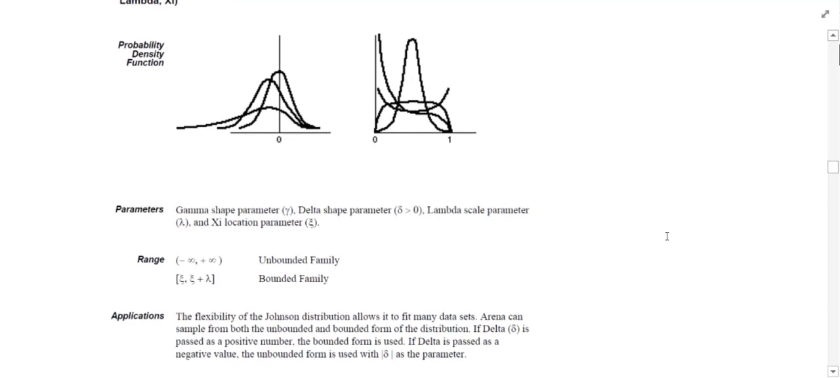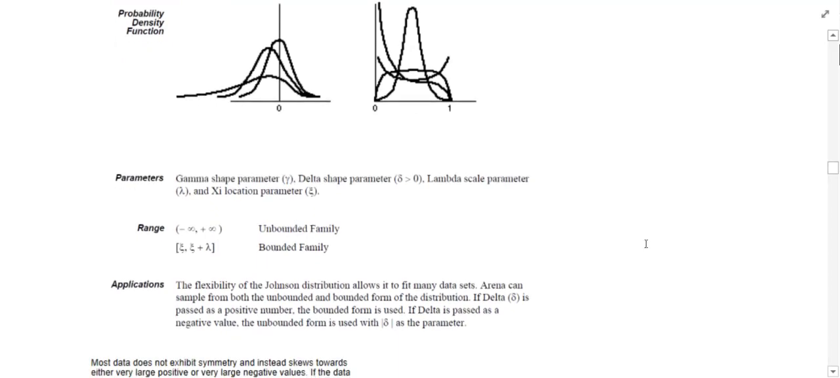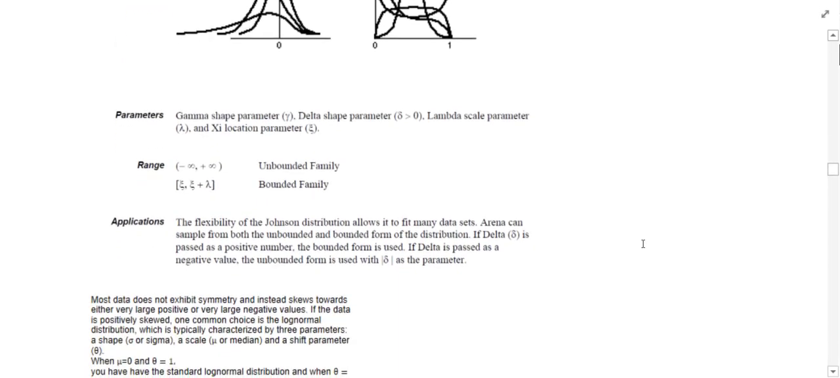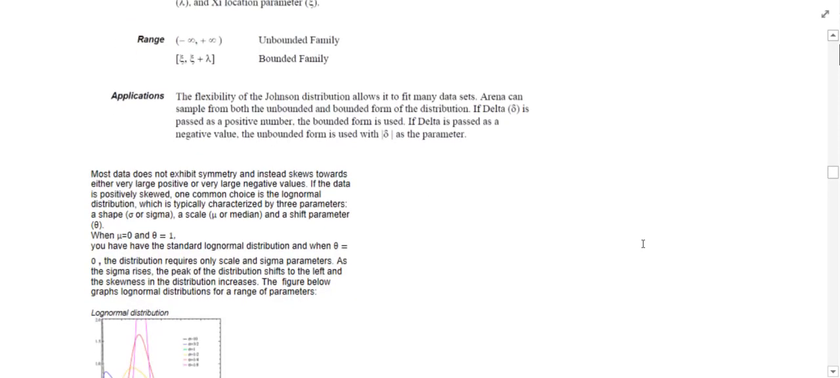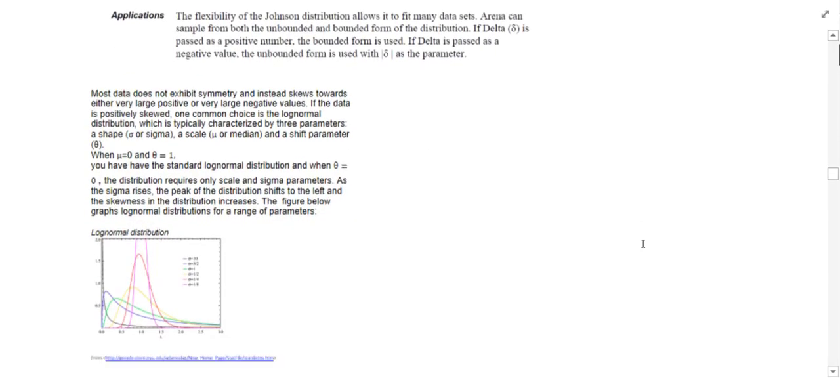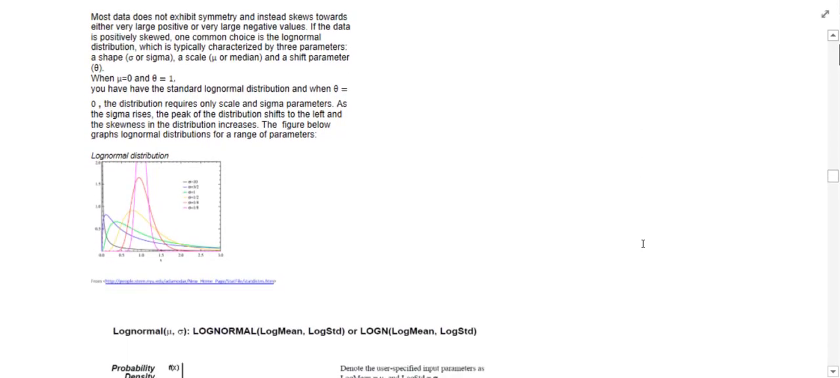I haven't used that one in Arena as of yet. Not sure if we'll see an application where that might be a fit. So that one's a little bit less familiar than some of the others.